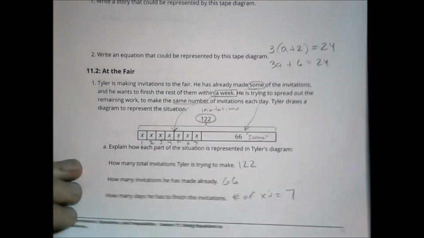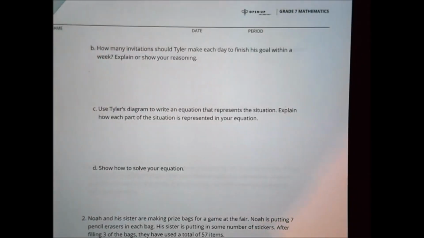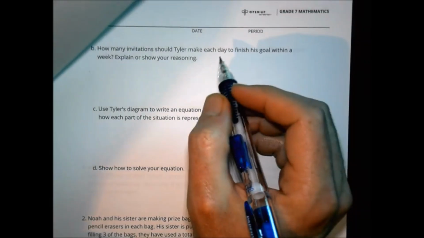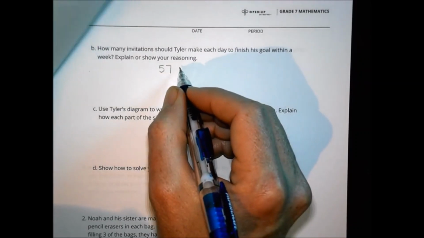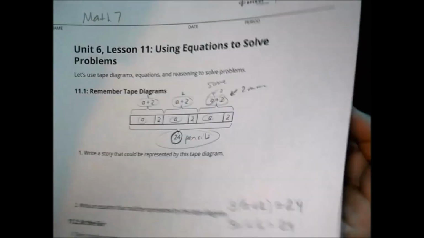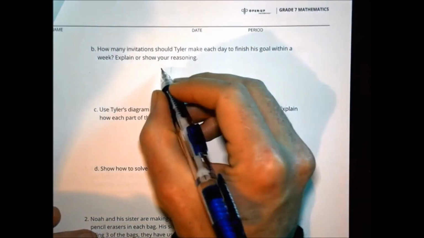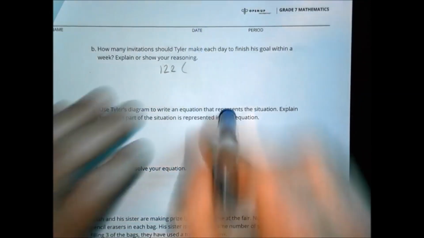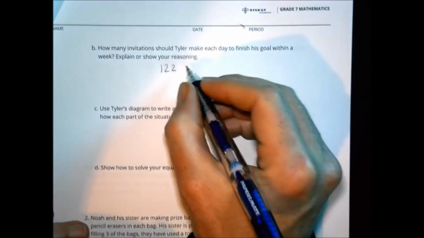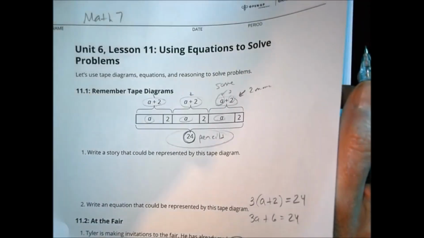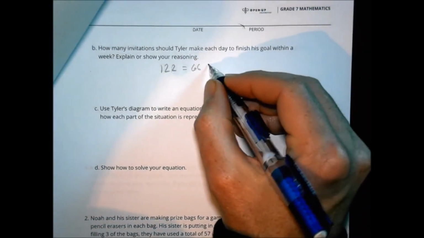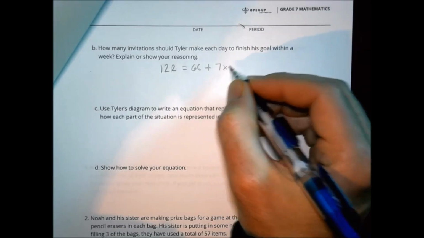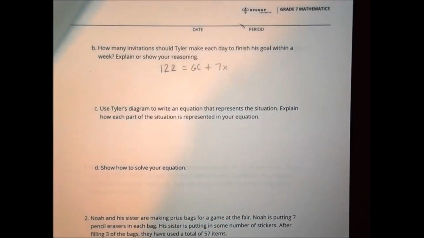Now, the next question is how many invitations Tyler should make each day. What we want to do is take a look at our illustration. For our tape diagram, we know that there are 57 total that he needs to make. Sorry, 122. Sorry, I was looking at the wrong spot there. He has 122 invitations that he's going to make. So far he's made 66 of those, and for the rest, he's going to make 7 times x, some amount every day.